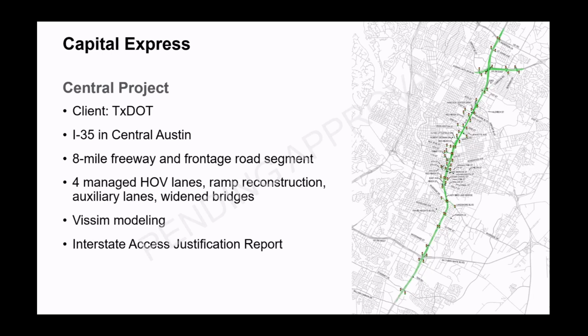Just a little more background, this segment from 290 East to SH 71 was the second most congested roadway in Texas in 2021. That helps explain why this project is necessary and needed, and a main focus for TxDOT.